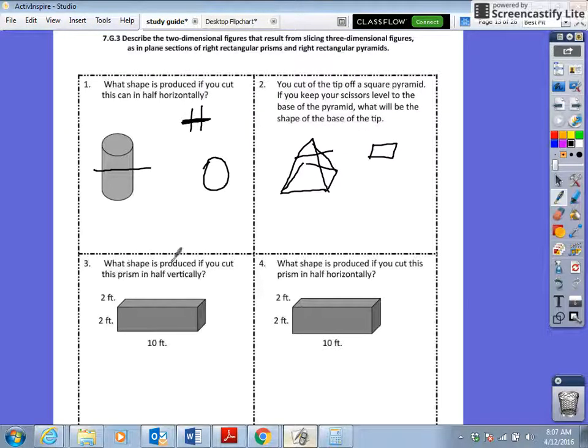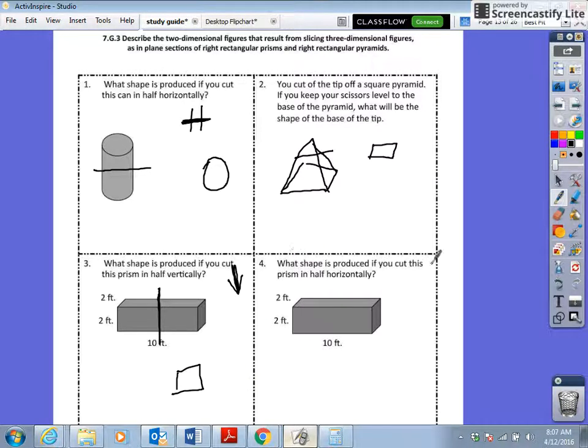What shape is produced if you cut this prism in half vertically? And look, vertically looks like an arrow, okay? Vertically is this way. So you're going to make 2 rectangular prisms, and if you're looking for what shape you're going to make on the side, it's going to make a square.